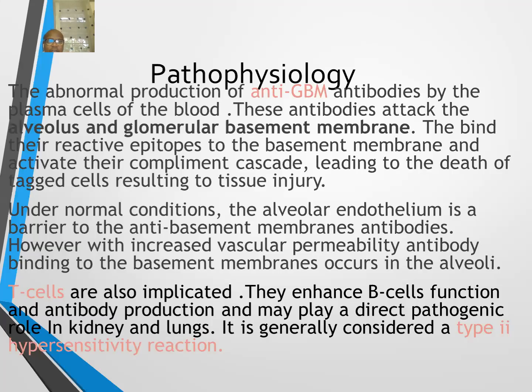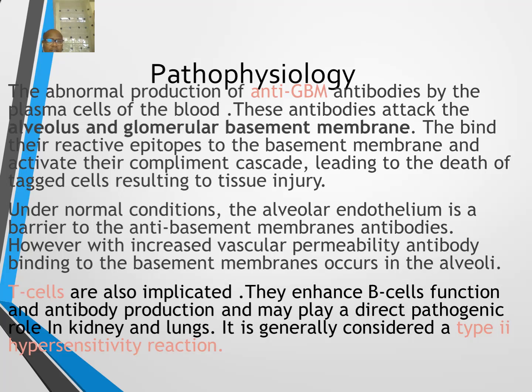So let us look at the pathophysiology of Goodpasture syndrome. There is an abnormal production of anti-glomerular basement membrane antibodies by the plasma cells of the body. These plasma cells produce antibodies against the glomerular basement membrane, which is the filter of the kidney. These antibodies attack the alveolar and glomerular basement membranes, binding their reactive epitopes on the basement membrane, and they activate the complement cascade, especially the classical pathway, causing inflammation, leading to death of target cells resulting in tissue damage or tissue injuries.